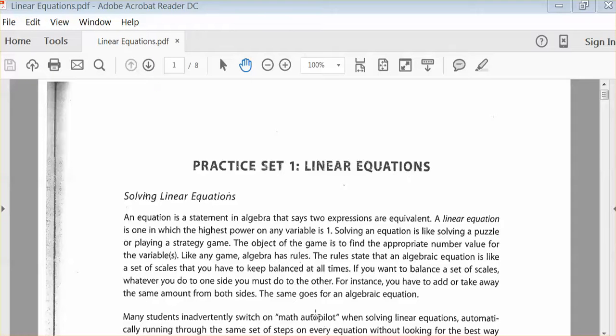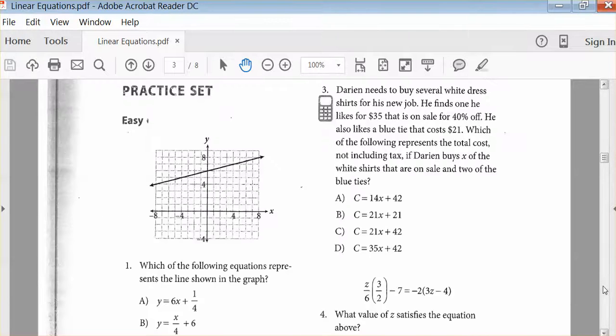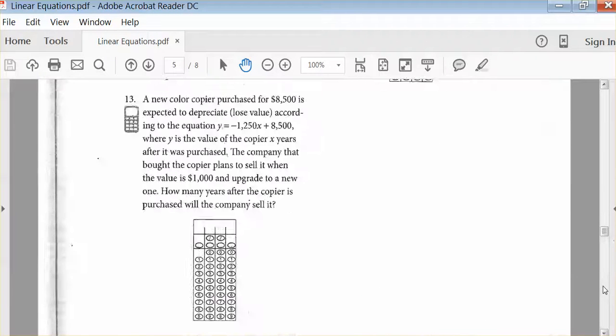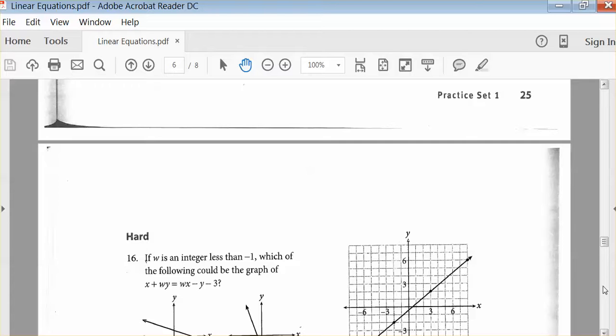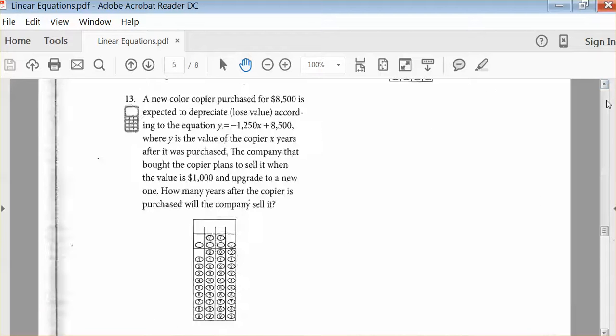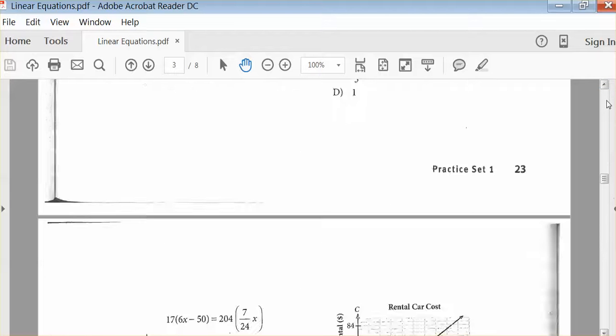Hey there, welcome to a video covering linear equations and the way they are tested on the SAT exam. So what we're going to do is look at practice set 1, linear equations, and work out a few problems, one of each level of difficulty: an easy one, a medium one, and a hard one. Hard ones are actually not hard, they're just a little weird. So I'm going to show you the approach for some of these problems.